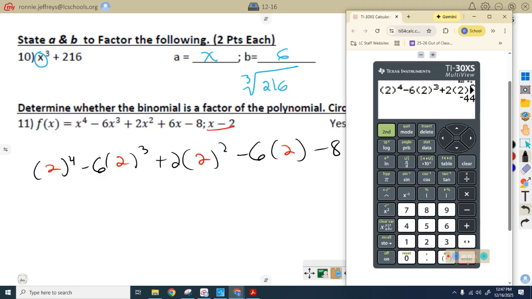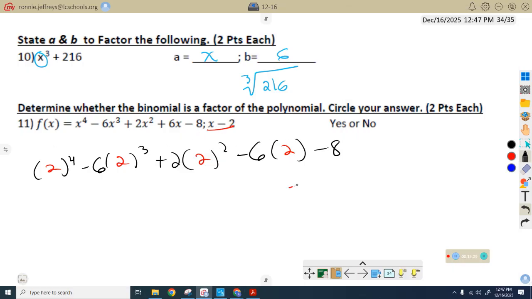He works at Solaris. All right, so basically what we do, we take the opposite of this, plug it in everywhere we see x, plug in the calculator. All right. This, if it gives us a 0, it's a yes. Anything other than 0, no.